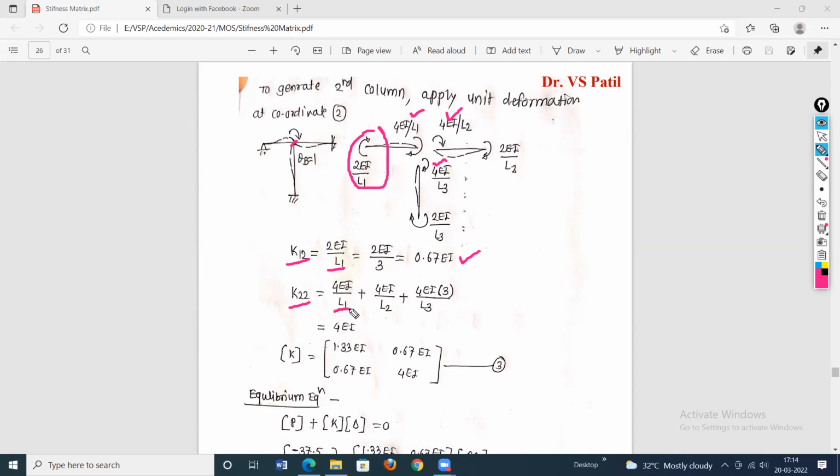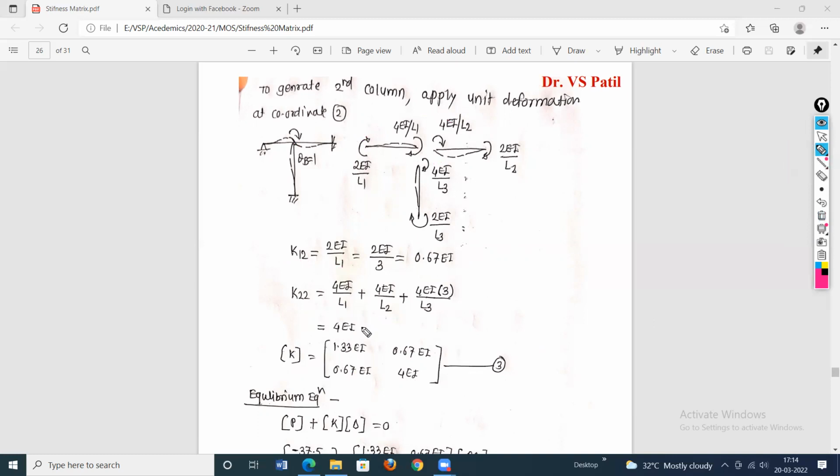So this is for 4EI by L1 for AB portion. This is for BC portion, and this is for BD portion, whose moment of inertia is equal to 3I. So in all, after addition, it is coming 4EI. Then these are the elements in the second column. Then write the stiffness matrix. This is the first column and this is the second column.